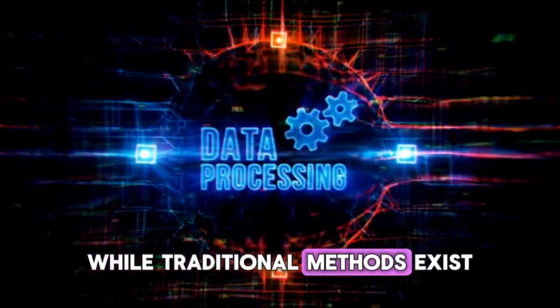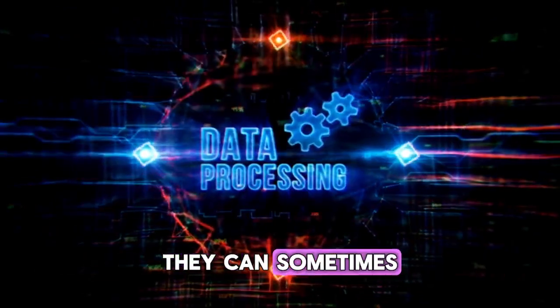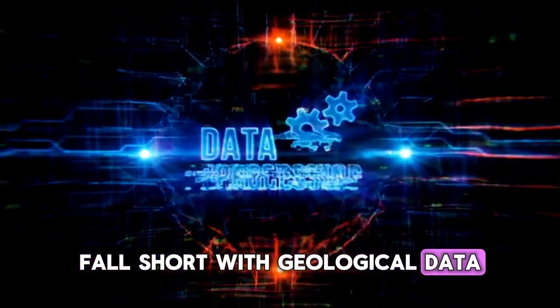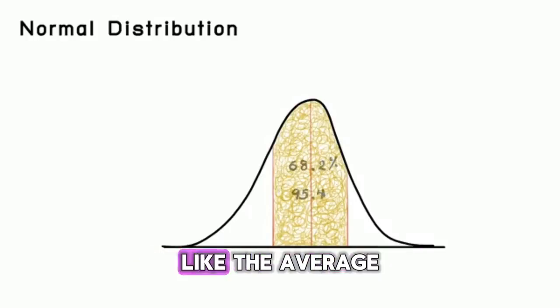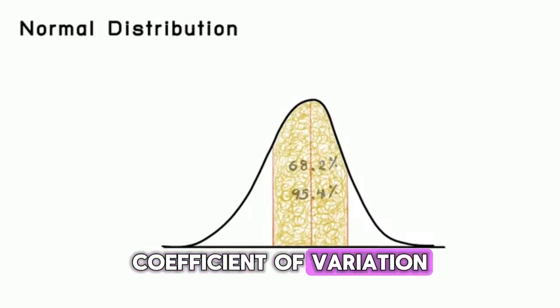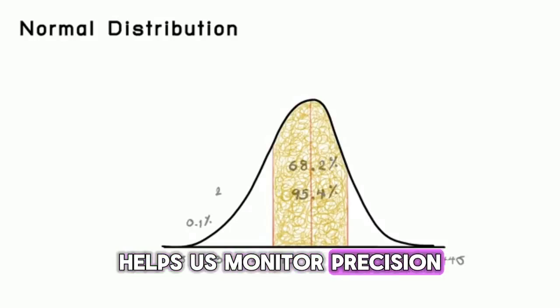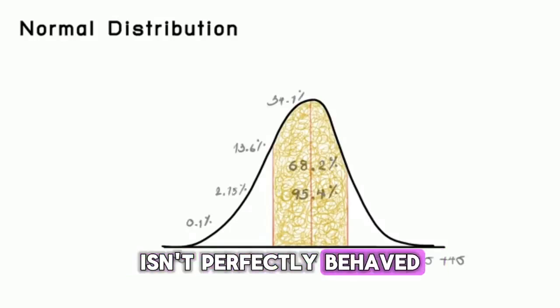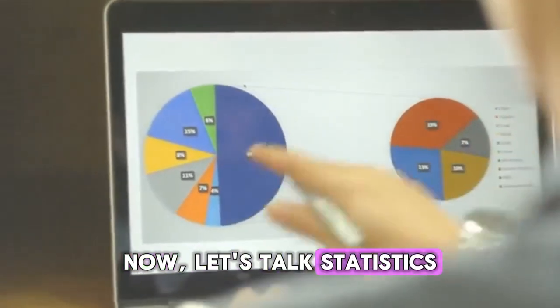While traditional methods exist, they can sometimes fall short. With geological data, a more robust measure, like the average coefficient of variation, helps us monitor precision even when the data isn't perfectly behaved. Now, let's talk statistics.